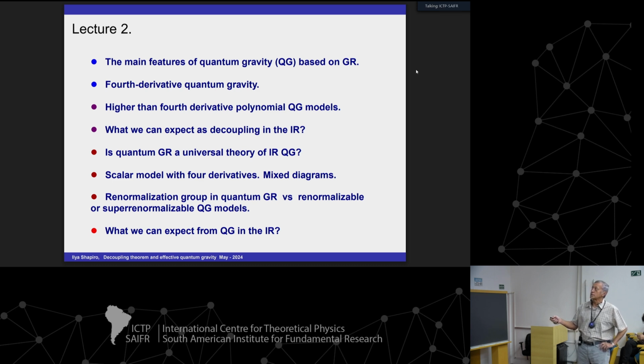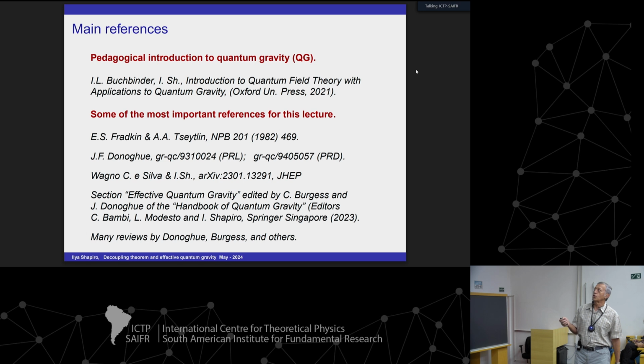And then we discuss higher than four derivative polynomial models, which Manuel already explained a little bit. Then I go back to the subject of decoupling, and we discuss what we can expect from decoupling in the higher derivative quantum gravity, which is an unsolved problem, but we have some certain expectations, as I said yesterday.